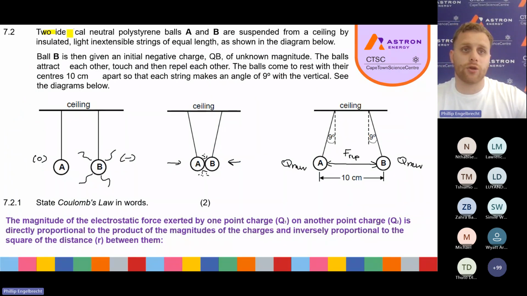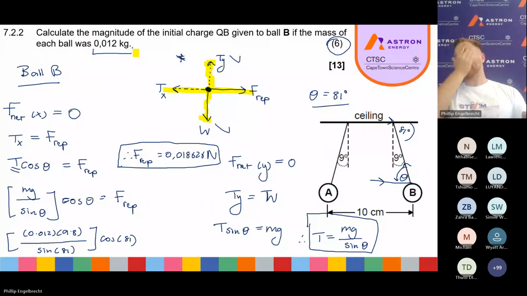2 identical neutral polystyrene balls. Okay, then later they say ball B is given an initial negative charge. So that's how I knew. Anyways, so I first figured out, okay, what are the forces acting on my ball? Then I realized I can figure out what the force of repulsion is.